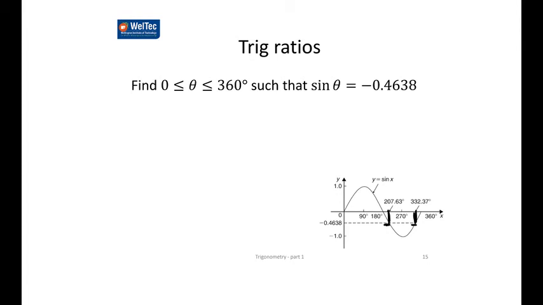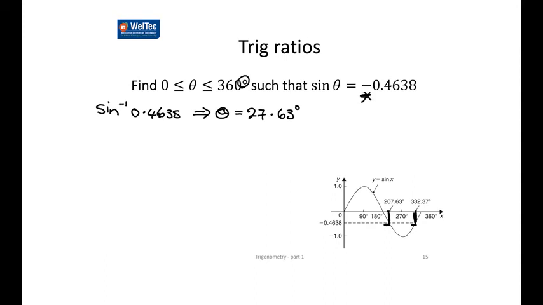Right, we are in degrees, so you need your calculator in degree mode, and probably the best way to do it is just to forget the negative for the minute and find the sine inverse of 0.4638, and that'll tell us that theta is equal to 27.63 degrees. However, we're looking for negative there.